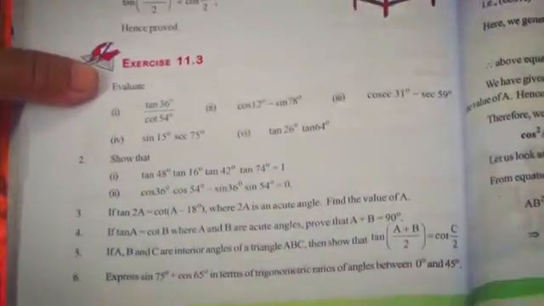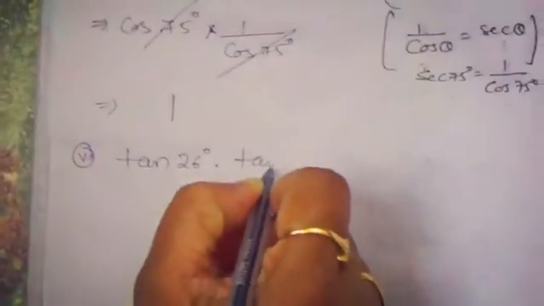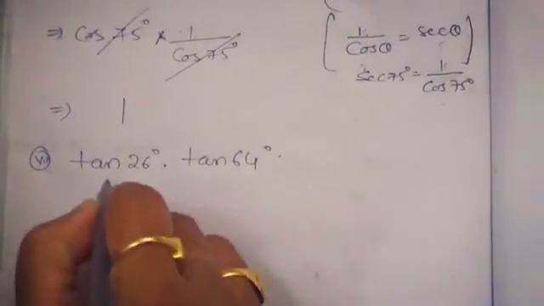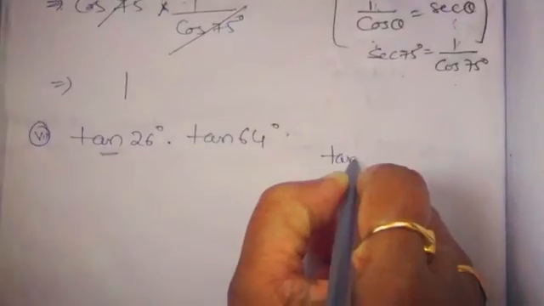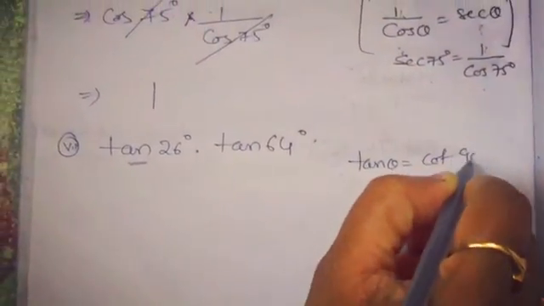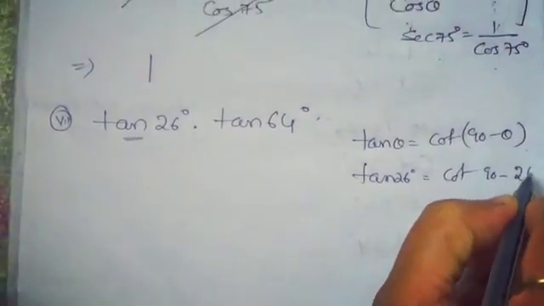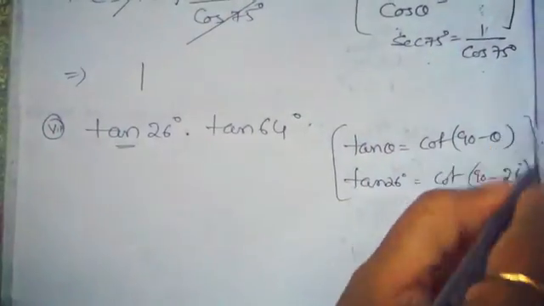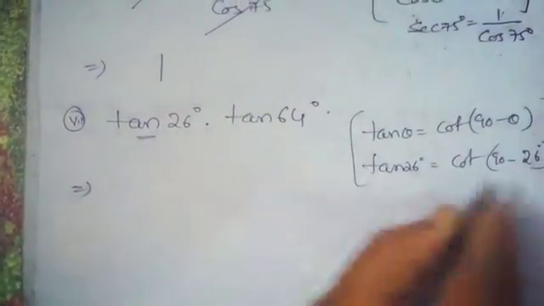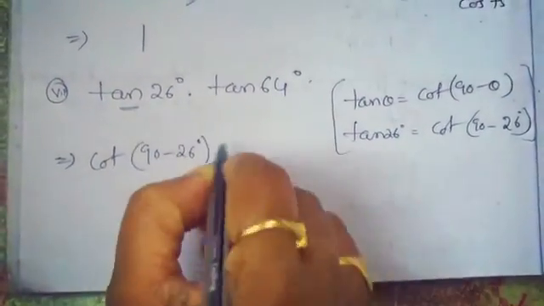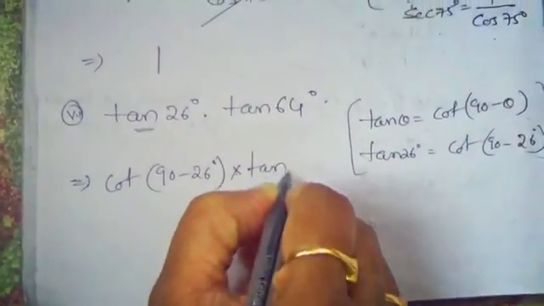The last sum, tan 26 degrees into tan 64 degrees. Just like the above, you have to do this one. I want to change this: tan theta is equal to cot(90 minus theta). Just like that, tan 26 is equal to cot(90 minus 26). So I am using this formula first. That implies tan 26 means cot(90 minus 26) into tan 64.